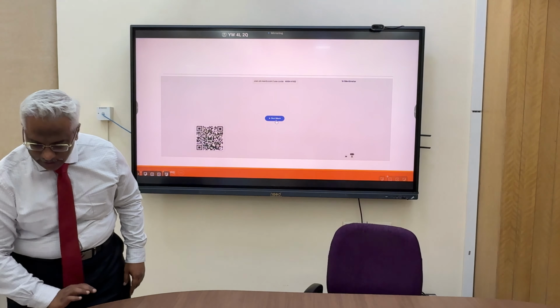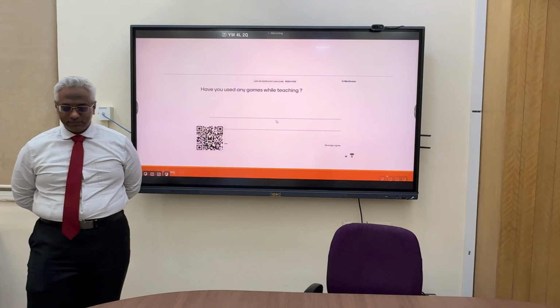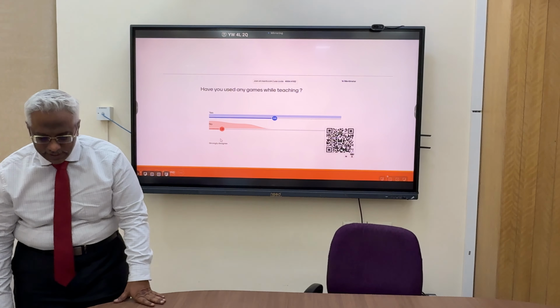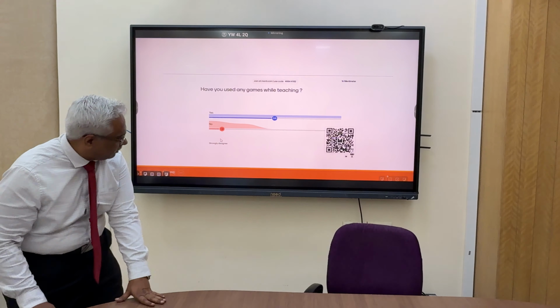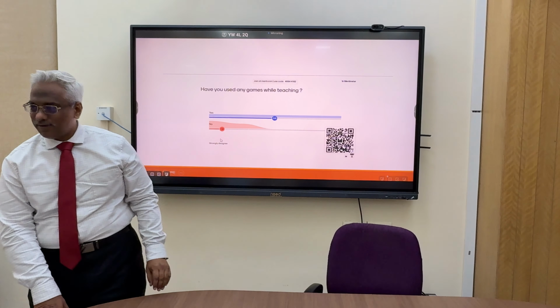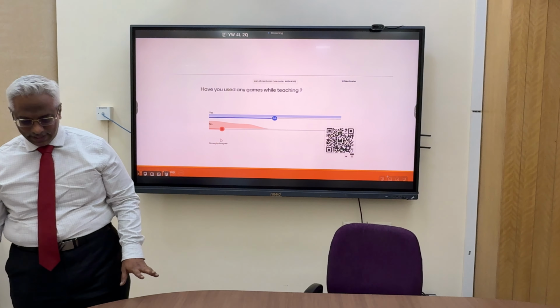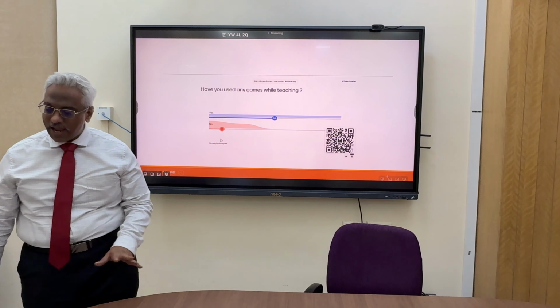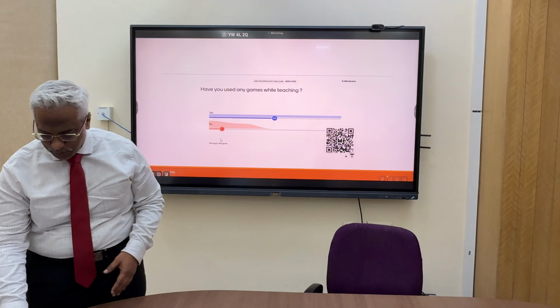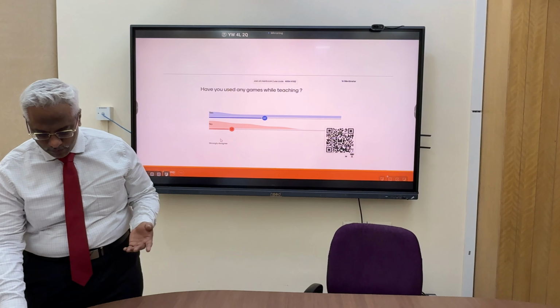Now we have the next question. So can you just answer the next question? We have about three people saying yes and 1.4 saying no. The range is 1 to 5, so some people have put three, some people have put two. So it's a range. So people have used games in their teaching.